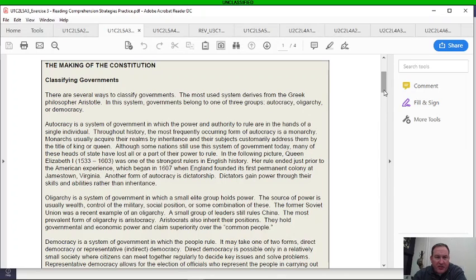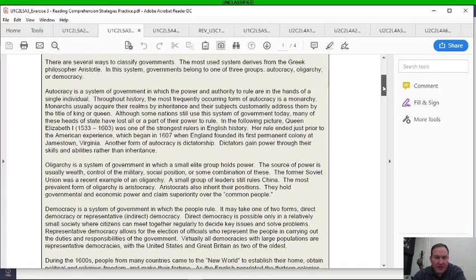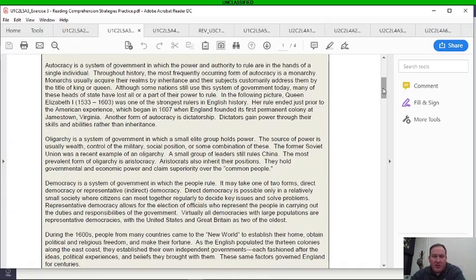Okay. Autocracy is a system of government in which the power and authority to rule are in the hands of a single individual. Throughout history, the most frequently occurring form of autocracy is a monarchy. Monarchs usually acquire their realms by inheritance, and their subjects customarily address them by the title of king or queen. Although some nations still use this system of government today, many of these heads of state have lost all or part of their powers to rule.